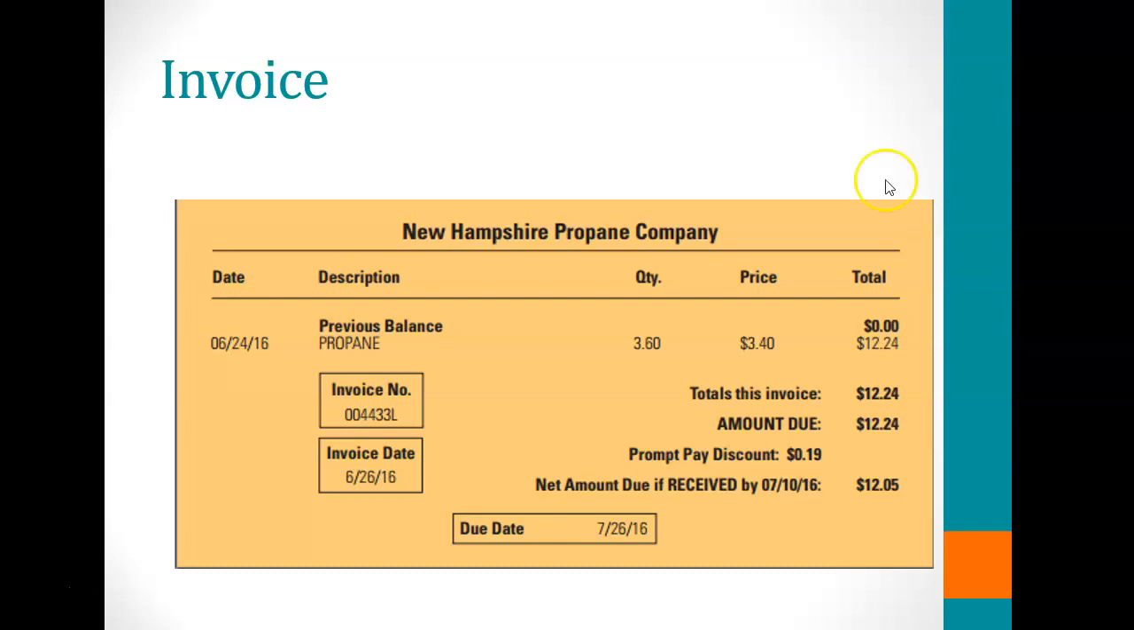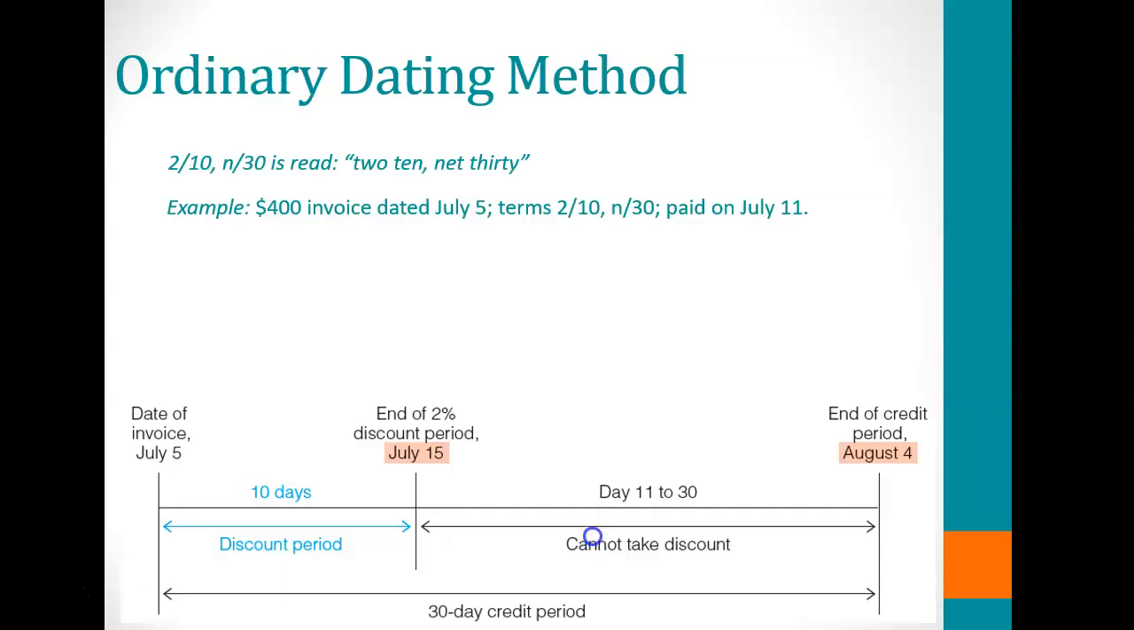So here we have a sample invoice from the New Hampshire Propane Company. The actual amount due is $12.24, but notice that there's a prompt payment discount of 19 cents, which, yes, this is a very small invoice, but depending upon the amount of the invoice, the discount can really add up. So they're saying here the invoice date was June 24, actually June 26, but if paid by July 10th, you're going to get a discount of 19 cents. Otherwise, the full amount is due by July 26.